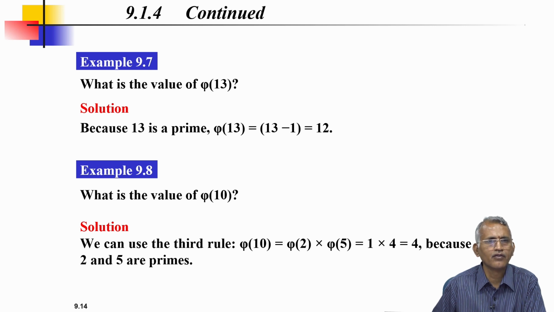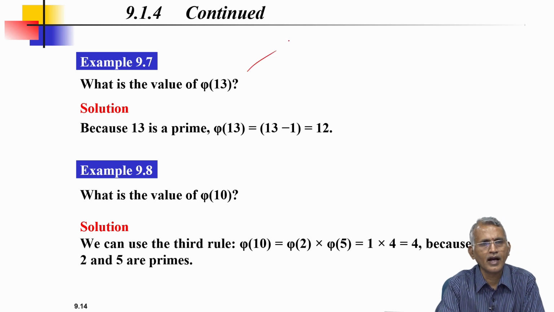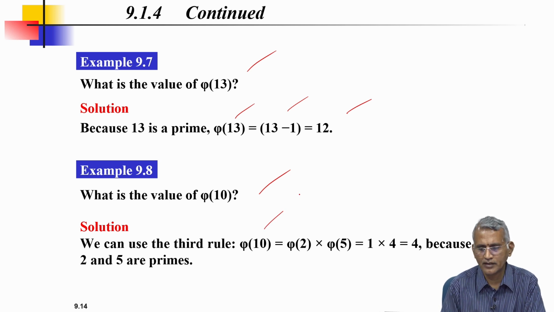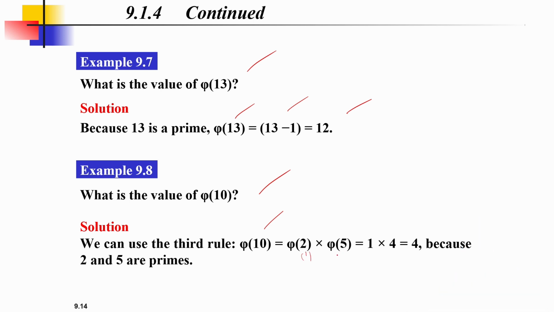Next, what is the value of phi of 13? 13 is a prime, and we have the property that phi of 13 equals 13 minus 1, which is 12. And what is the value of phi of 10? The solution: we can use the third rule, phi of 10 equals phi of 2 into phi of 5. Phi of 2 is 2 minus 1, therefore 1, and phi of 5 is 5 minus 1, which is 4. Therefore 1 into 4 equals 4, because 2 and 5 are primes.